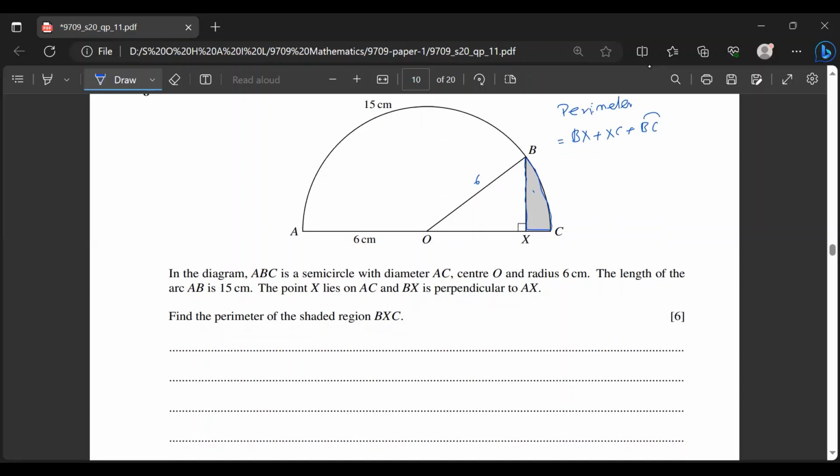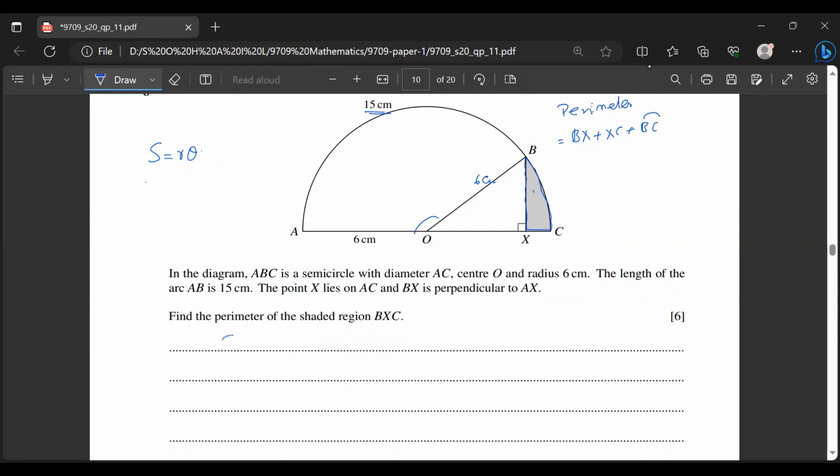So we can start with angle AOB. Let us find this angle first. This is 6 centimeters because it is the radius. So I can use S equals R theta. The arc length AB is given.